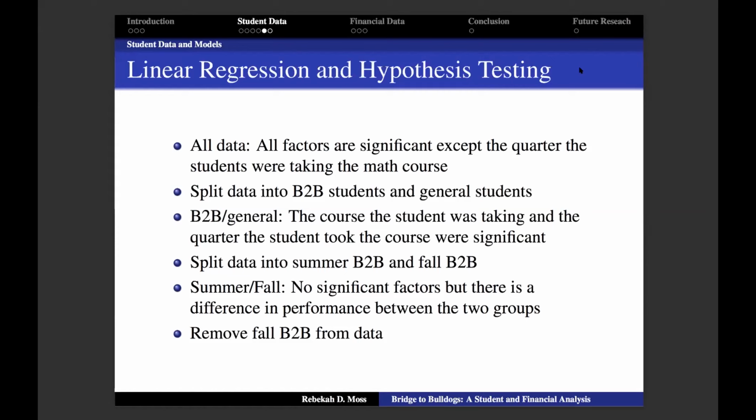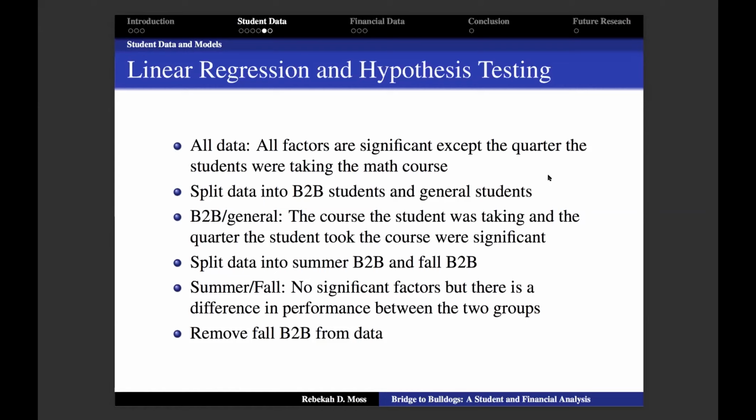So the quarter that the student was taking the math course being a significant factor was kind of a cause for concern. So we decided to look further in that direction. And since we know the difference in the atmosphere when students are taking classes in the summer and fall, we decided to split the data into the Bridge to Bulldog students who began the program in the summer and the Bridge to Bulldog students who began in the fall. Then when we compared the summer versus fall Bridge students, none of the previous factors were impacting the students' overall grade in the math courses.